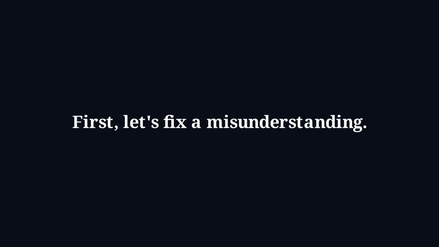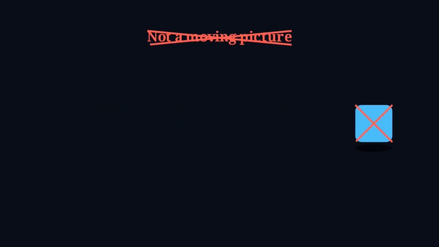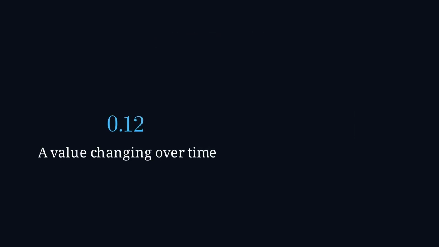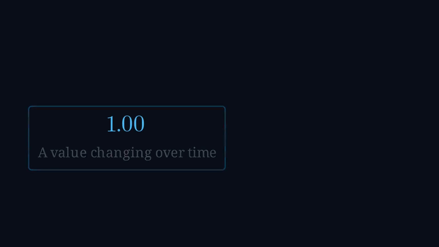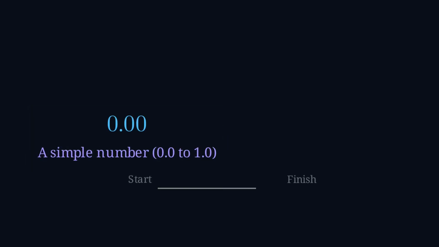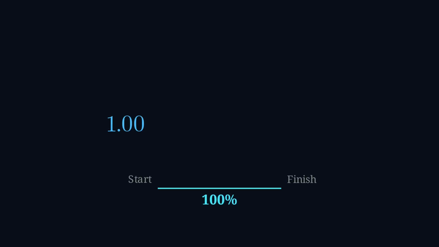First, let's fix a misunderstanding. In Flutter, an animation is not a moving picture. It's not the box sliding across your screen. An animation is just a value that changes over time. That's it. That's the whole definition. Most of the time, that value is a simple number between 0.0 and 1.0. Nothing more than a percentage. How far along we are, from start to finish.